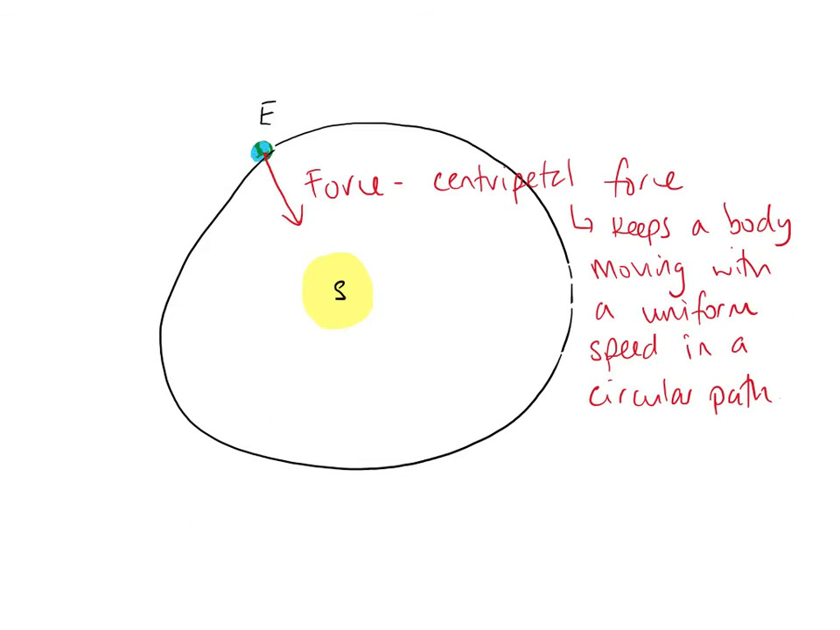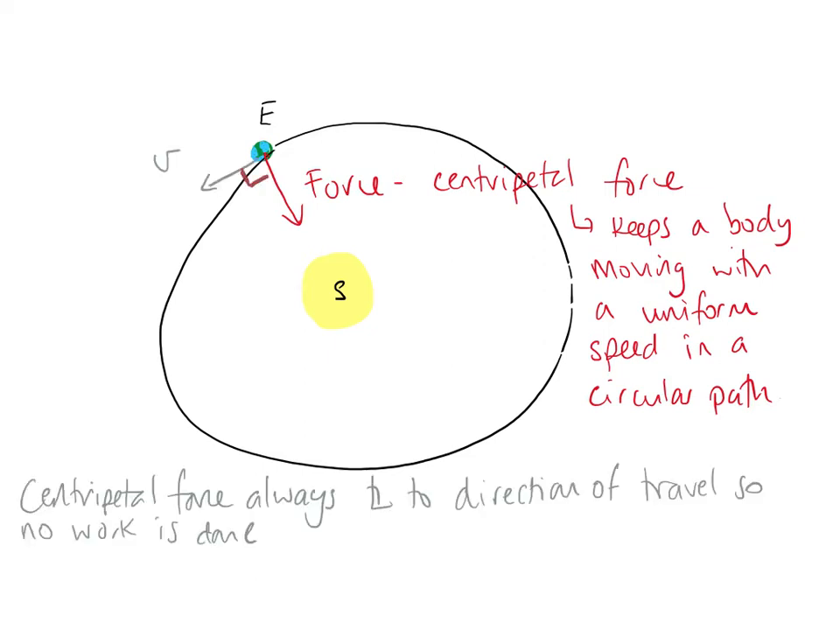So with that in mind, let's focus on the force, which we call the centripetal force. What that does is it keeps a body moving with uniform speed in a circular path. At all points around the circle, that force is always acting towards the Sun, or the middle of the circle.